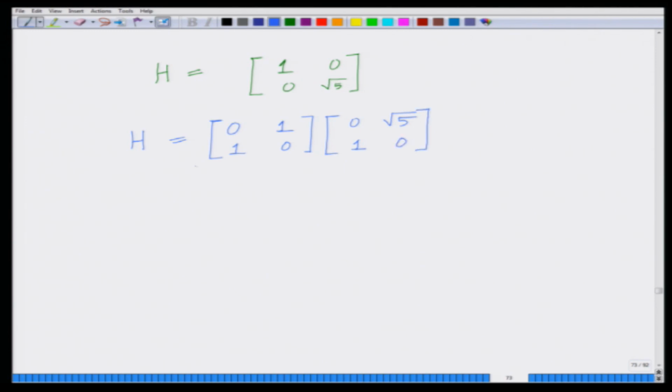Therefore, I can write H equal to the 0 1 1 0 matrix times the matrix with 0, square root of 5, 1, 0. Now, I can flip the columns of this by multiplying by the same 0 1 1 0 matrix on the right.